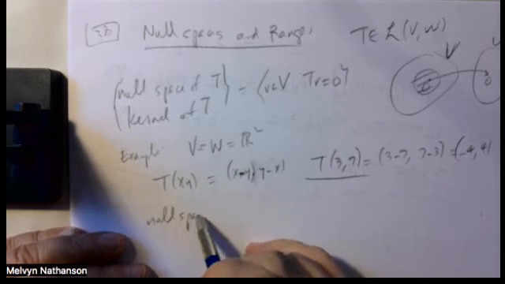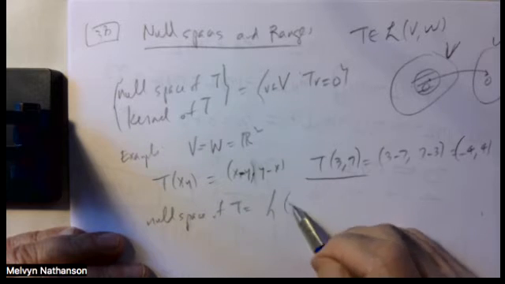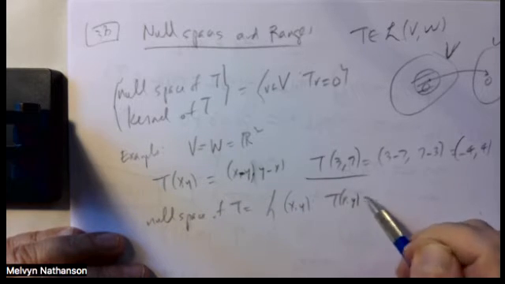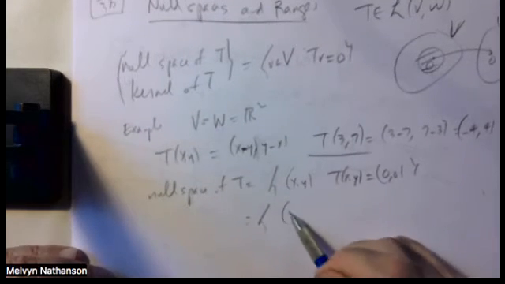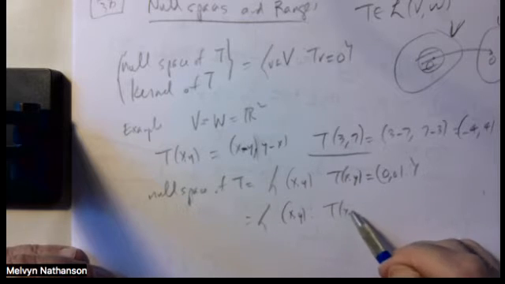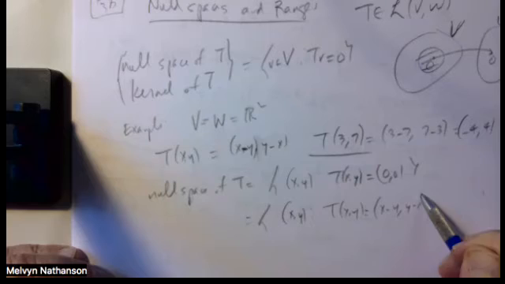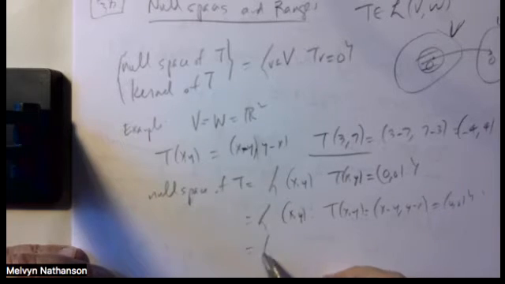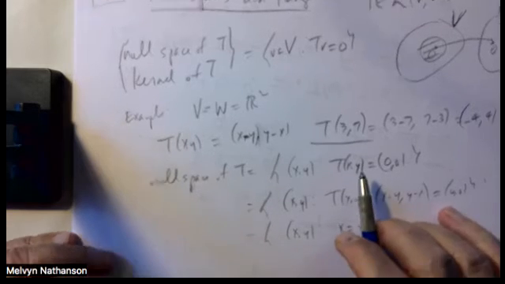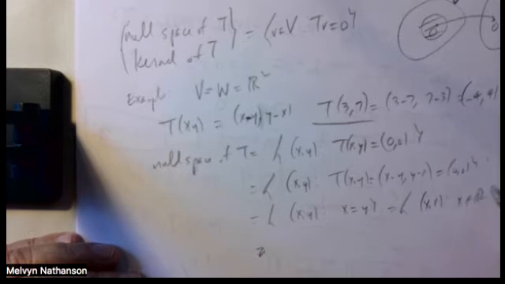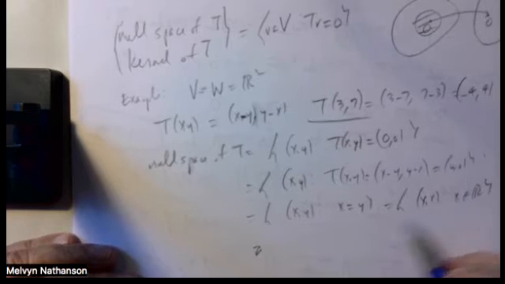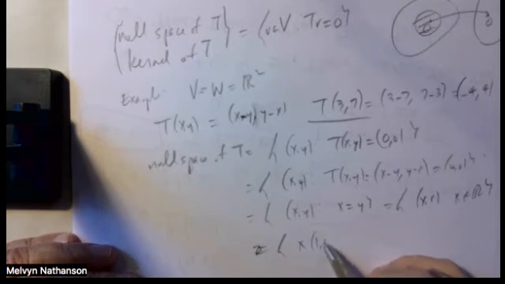And the null space of T is all the vectors (x, y) such that T of (x, y) is the zero vector. That's all vectors (x, y) such that (x minus y, y minus x) equals 0. That's all vectors (x, y) where x minus y is 0, where x equals y. Or instead, all vectors (x, x), x in R. (x, x) is just x times the vector (1, 1).